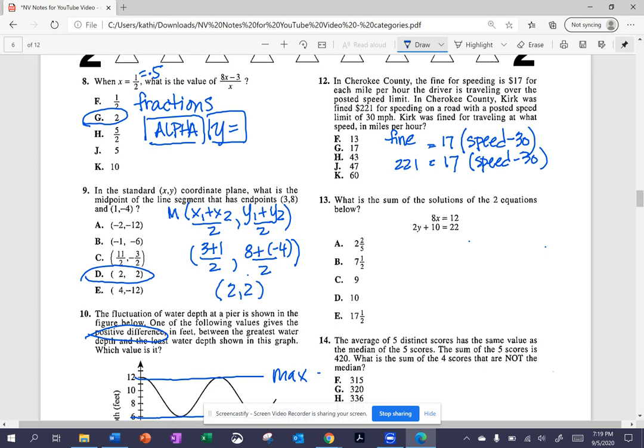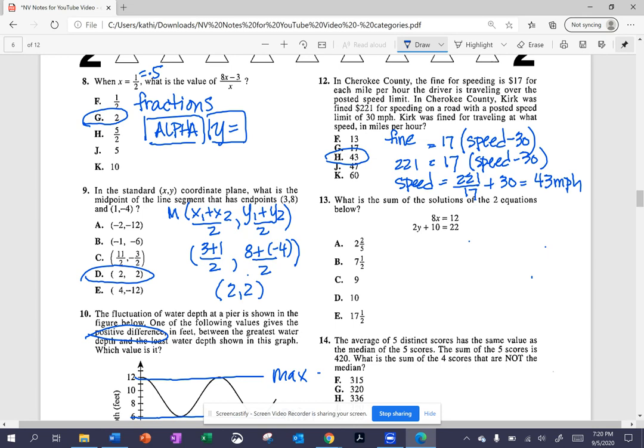So my speed, I'm going to multiply. So solving for speed, I get speed equals 221 divided by 17 plus 30, which is 43 miles per hour. So he was going 43 miles per hour over the posted speed limit.